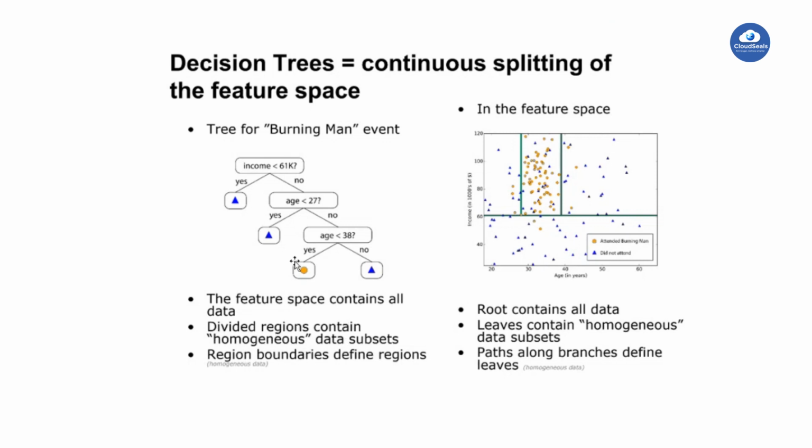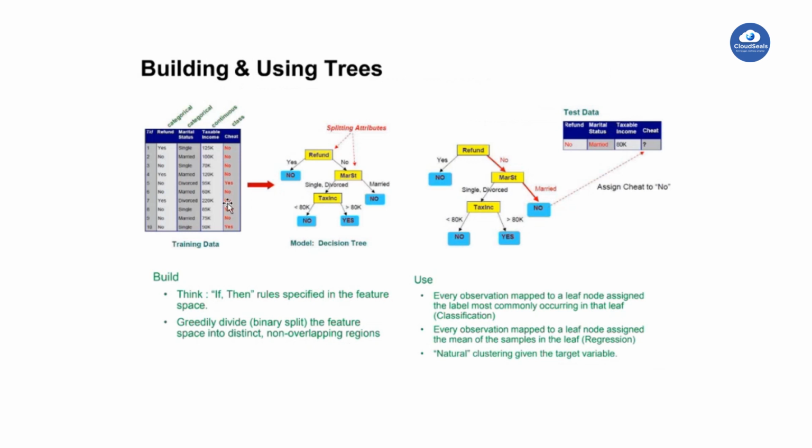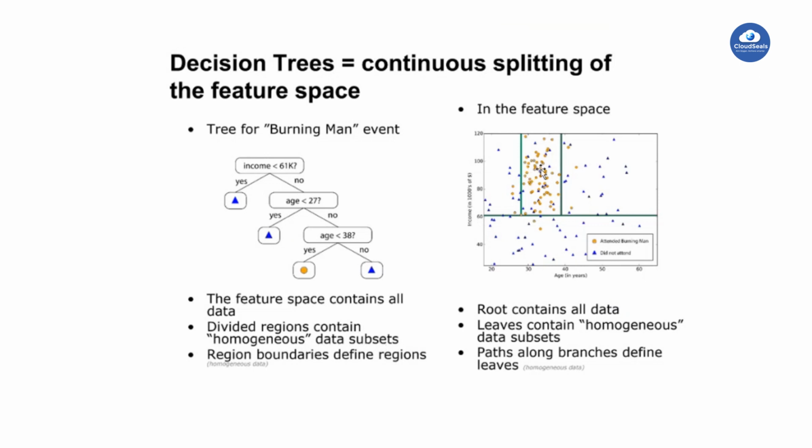Region boundaries define the regions. Homogeneous means, for example, here, 85 to 1995, all are S. That means these are homogeneous; all these points belong to class S. Again, 100, 125, 120k belong to 1. So we need to find that type of homogeneous data subsets: which data points come to the yellow class and which come to the blue class. The root contains all data, and leaves contain homogeneous data subsets.